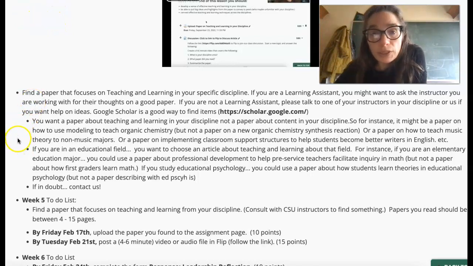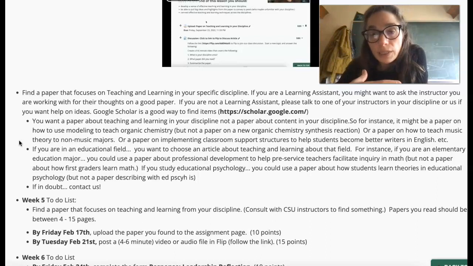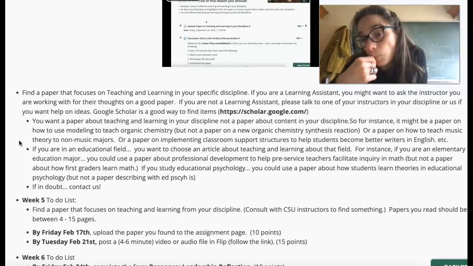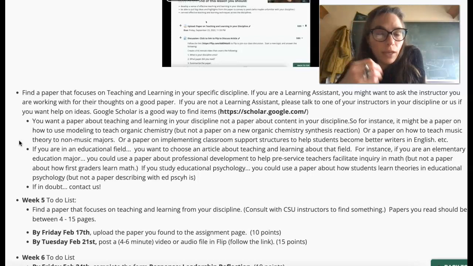I'm going to read through the directions here. The first thing you're going to do is find a paper that focuses on teaching and learning in your specific discipline. If you're a learning assistant, you might want to talk to the instructor you work with about their thoughts of what might be a good paper for your area, and it's something that might help you with the course that you're working with. If you're not a learning assistant, it still might be really useful to talk to one of the instructors in your discipline, see if they have any good ideas. Or if you want to talk to Dr. Sabella or myself, we're happy to help as well. Google Scholar is a great way to start finding some different items.